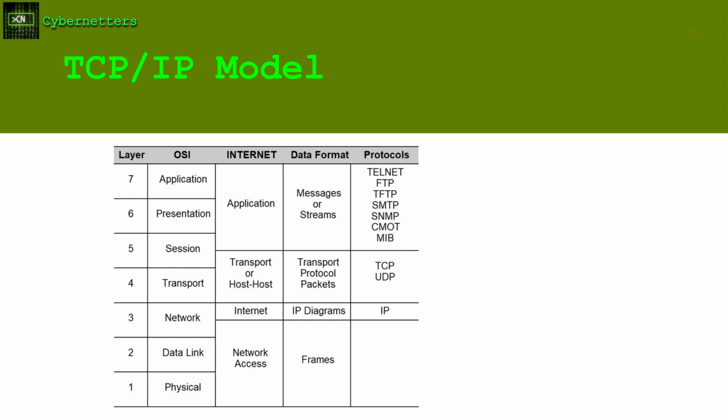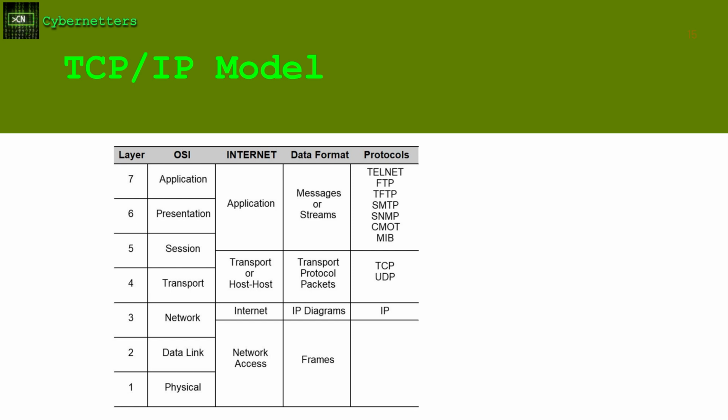The transport layer covers the transport layer. The internet layer covers the network layer. And the network access layer covers the data link and the physical layer. So basically, it is a practical framework designed for real-world use.